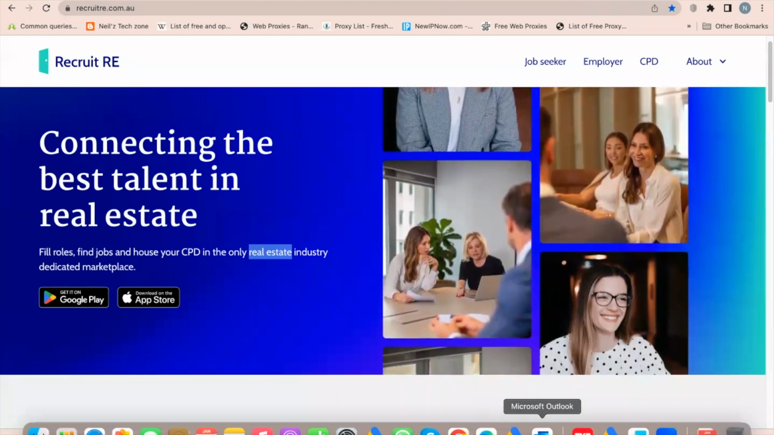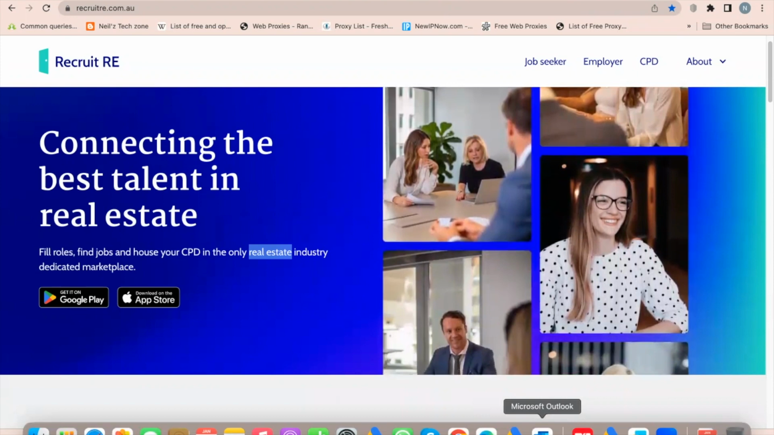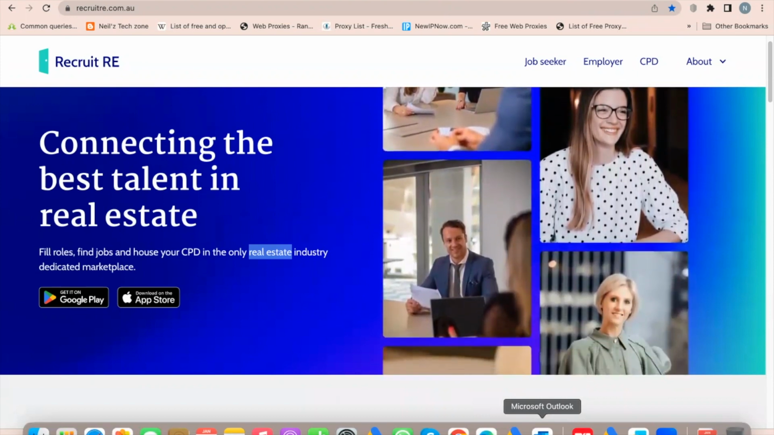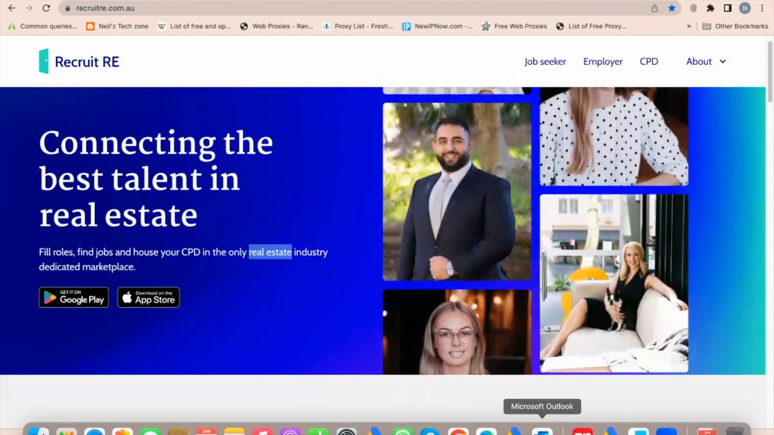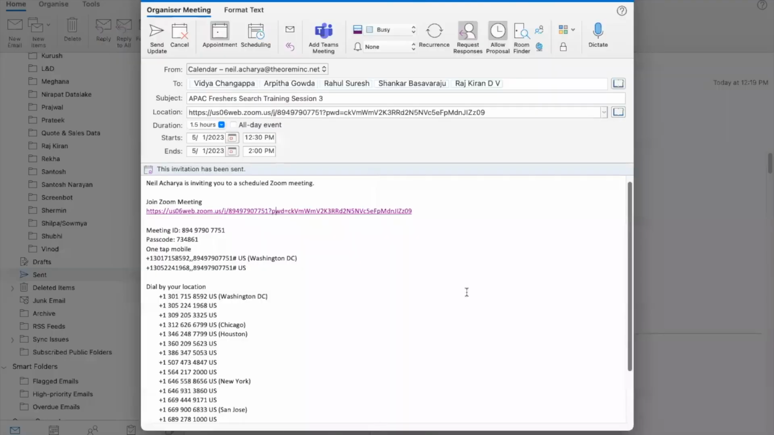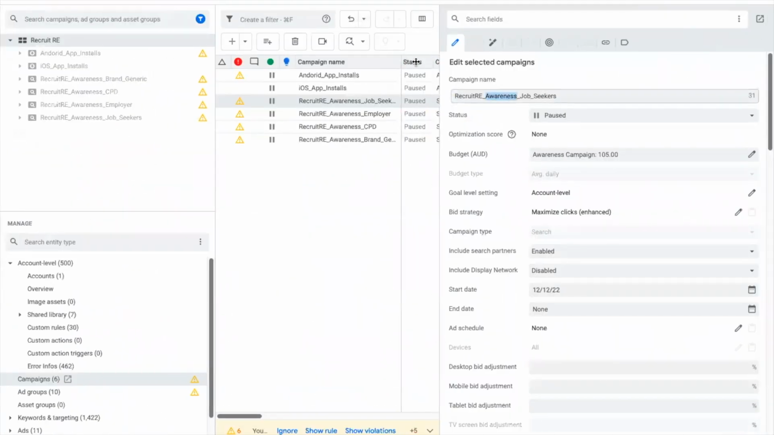I'll tell you why I'm telling you this. Though this applies to this specific client only, you may get a variety of different kinds of clients, but overall the logical structure will be similar. You can see these are all awareness or branding campaigns. One campaign is for job seekers, one campaign is for employers, one campaign is for CPD, which is again a type of job seeker only, and one is a brand generic campaign.